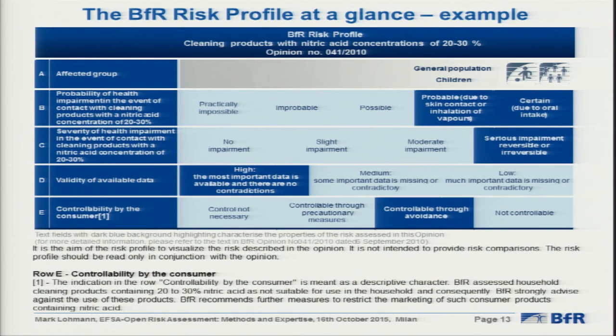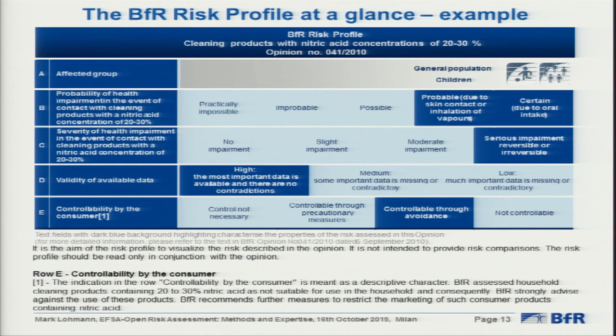And this figure shows the risk profile which is currently in use on a concrete example, a cleaning product with nitric acid concentration of 20 to 30%. So a very high acid concentration. When you use it, you have nothing to clean anymore. And the corresponding product was removed from the market.